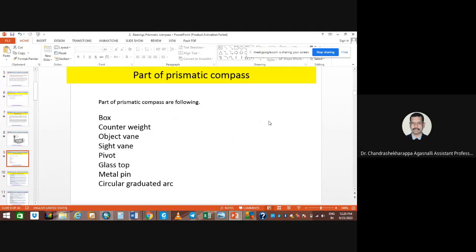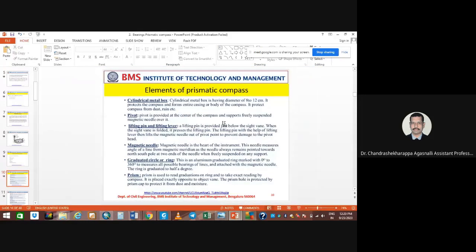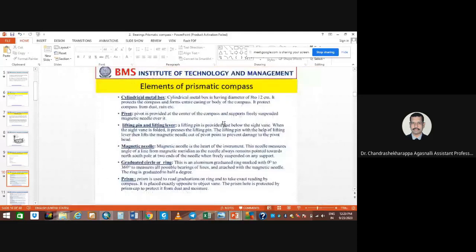The prismatic compass has the box, object vane, sight vane, pivot, glass top, metal pin, and a circular graduated arc inside. These are the typical parts of it.